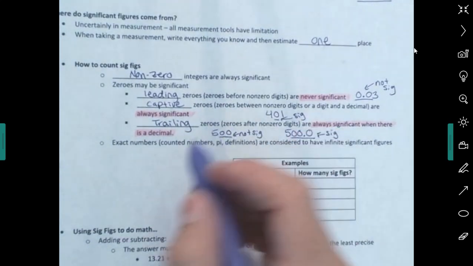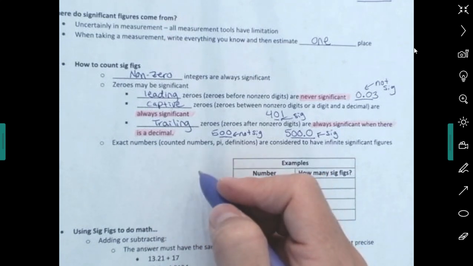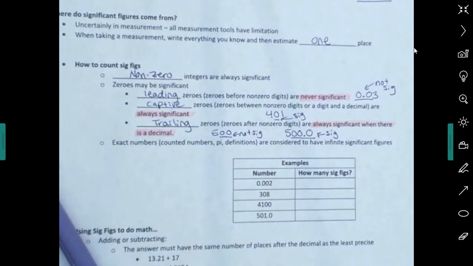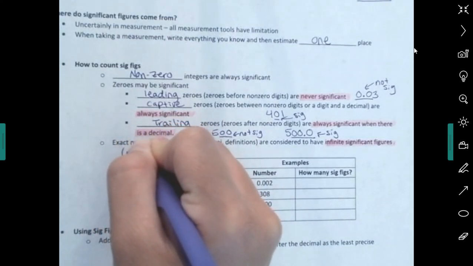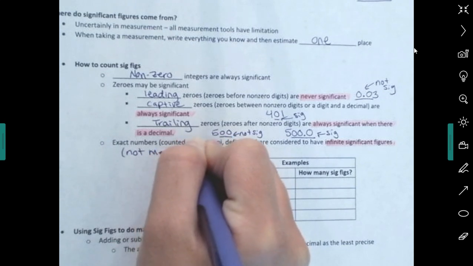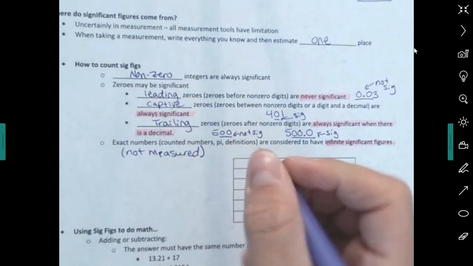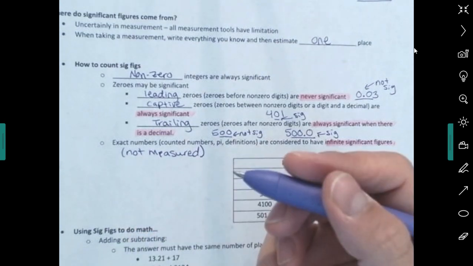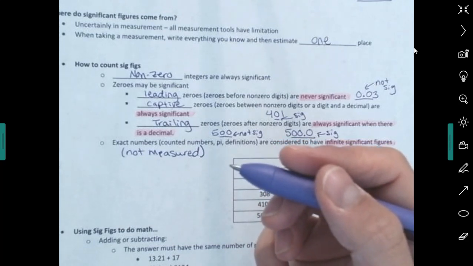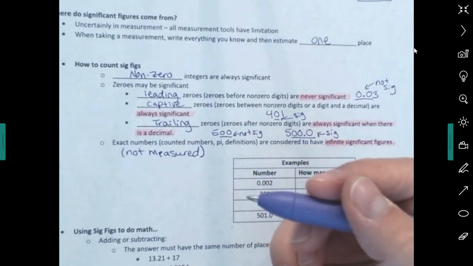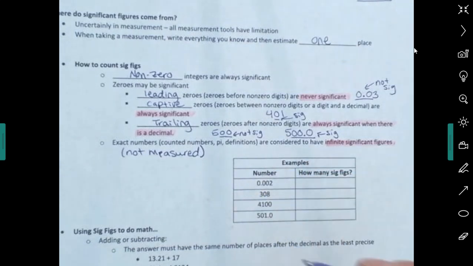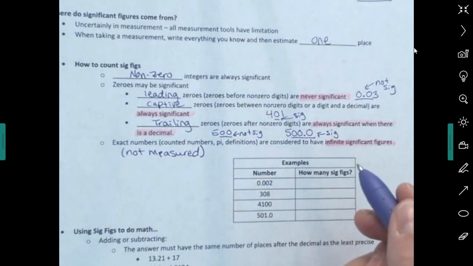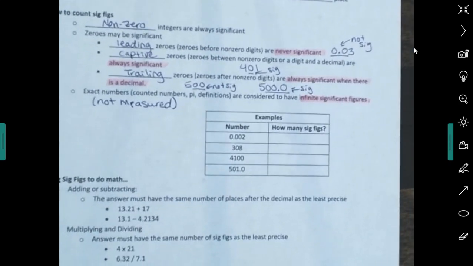Okay, exact numbers. Things that are counted, things that are definitions, pi, things like that are considered to have an infinite number of sig figs. So these things are not measured, they're counted. They're exact. So if I'm trying to figure out how many kids are in my classroom, there's 23 kids in my classroom. That has an infinite number of significant figures, because I can't have half of a kid. I can't have 0.76 of a child, right? So exact numbers have an infinite number of sig figs. They're all significant because none of them are estimated.